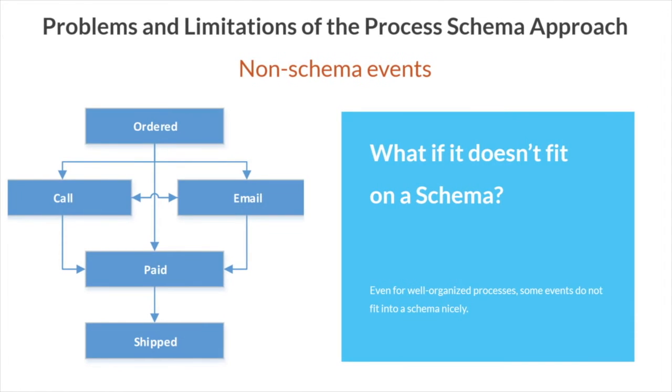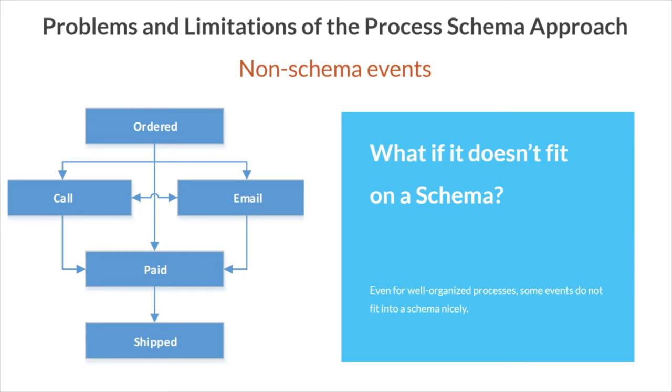The next problem and limitation of the process schema approach is the non-schema events. This being the second major issue, the schema is for well-organized processes, so some events are not going to fit into the schema nicely. If we look at this again and take the actions call and email, they clearly do not have a good place in the schema. As a result, the schema-focused vendors do one of two things. They either remove these events completely and go back to the initial simplistic schema, or they artificially put them in some place.